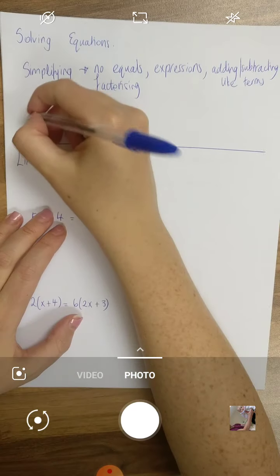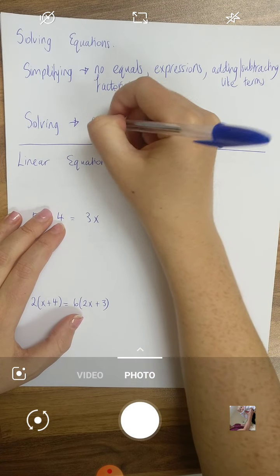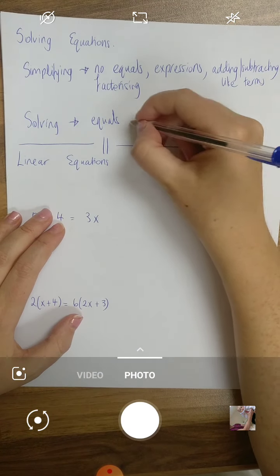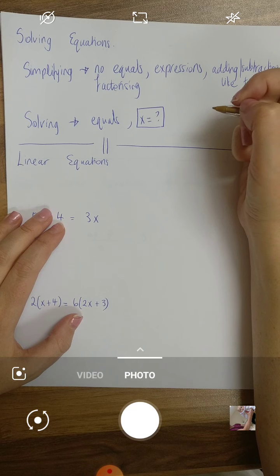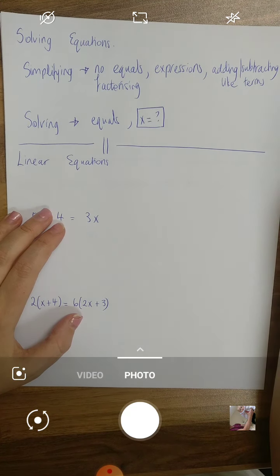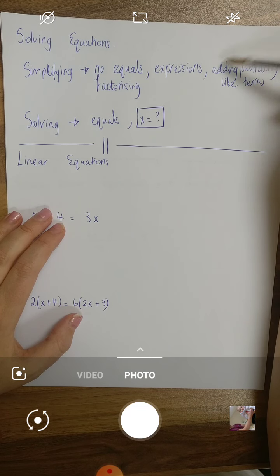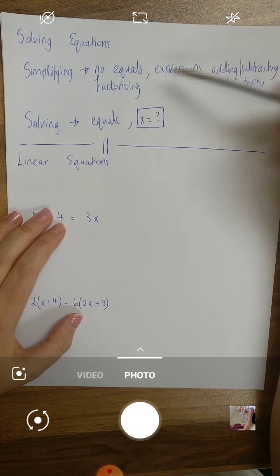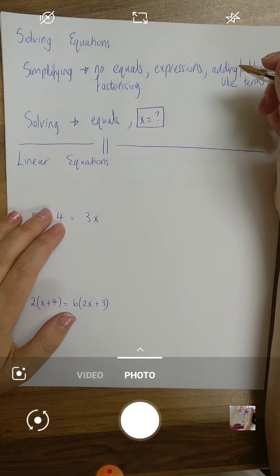Okay, solving means you're always going to have an equals in your question. You're going to end up with a specific answer, okay? So you're going to have x equals something at the end or y equals something at the end, okay? You'll still use the same principles that you used in simplifying, but you just need to bring it a step further when you're solving, okay?